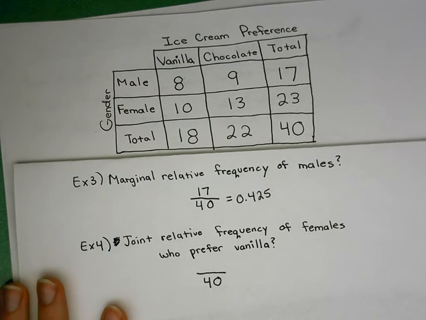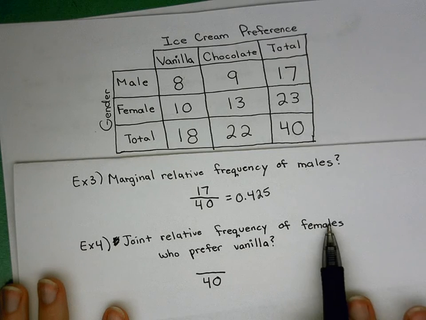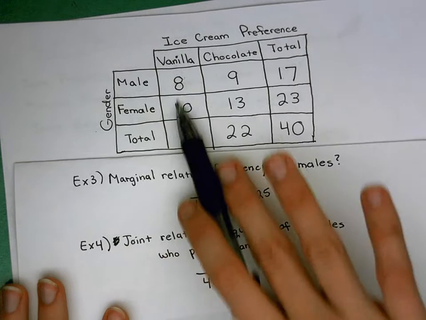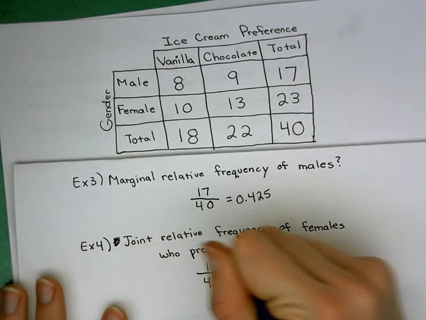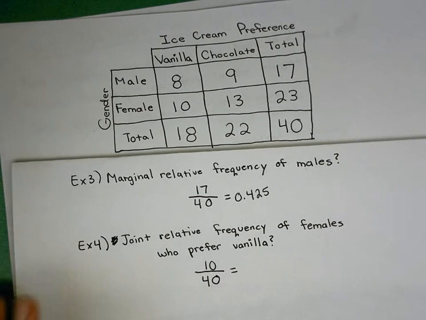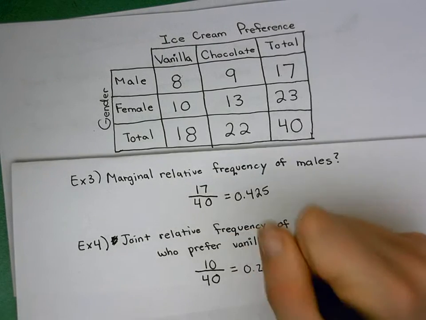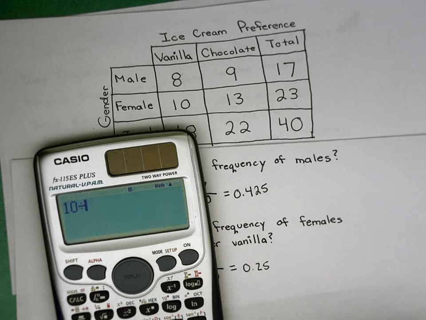And in this case, we have the joint frequency. So we're looking for the joint number between females and vanilla. Well, here's females, here's vanilla. Their joint is right here at 10. And so this is going to be 10 divided by 40, which if you calculate that, you're going to get 0.25. Go ahead and show that for those who need to see it. 10 divided by 40, you get 0.25.